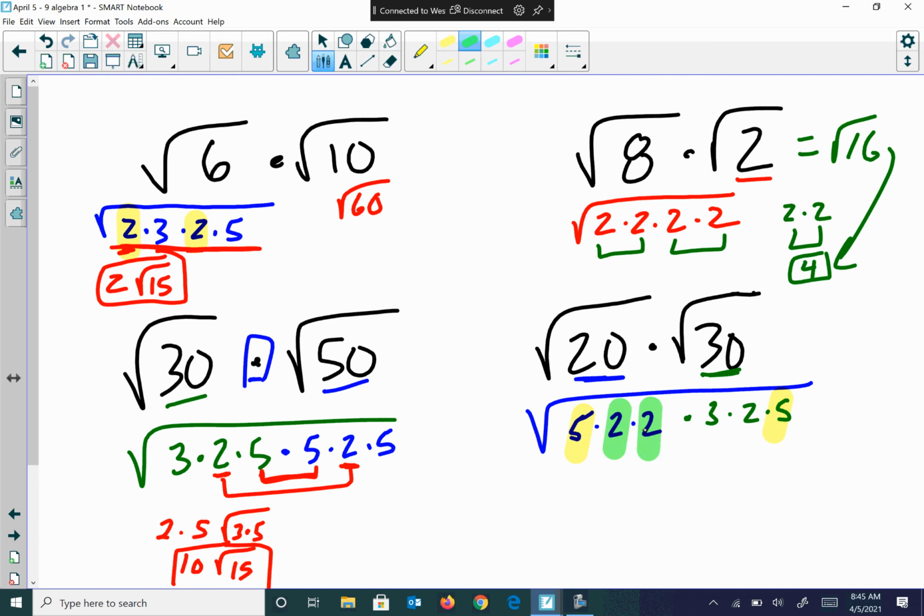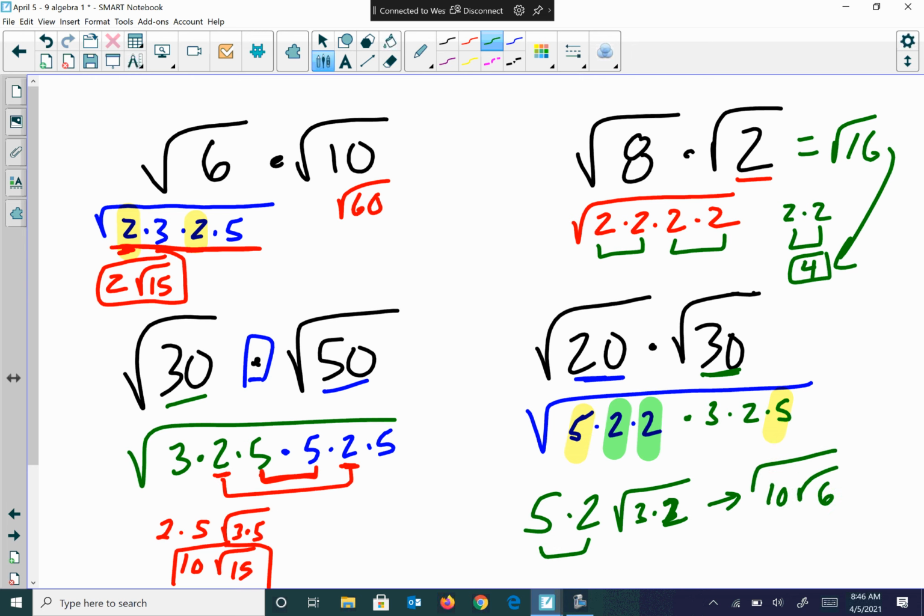No. Okay, so 5 times 5 is 25. Square root of 25 is 5. 2 times 2 is 4. Square root of 4 is 2. What do I have left underneath the radical still? I have a 3 and a 2, which is a 6. So outside I have 5 times 2, which is 10. Inside I have 3 times 2, which is 6. 10 root 6. 10 square root 6. 10 radical 6. However you want to say it. 6 will not break down any further.